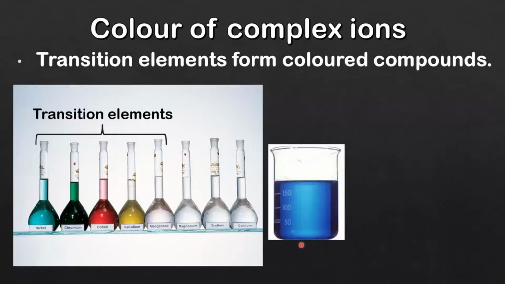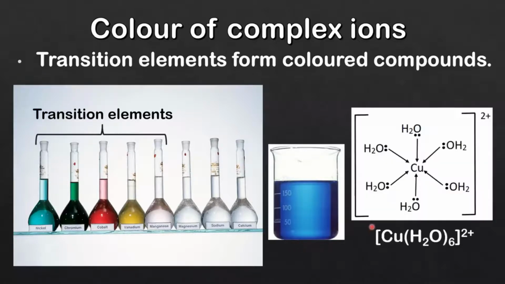Here's another example of a transition element that forms a colored compound in solution. This is a solution of copper(II) sulfate. When dissolved in water, the copper(II) ion forms a complex ion, and the name of this complex ion is the hexaaquacopper(II) ion. Here's the formula for the complex ion, and as you can see, it has a 2+ charge. So next we'll have a look at the reason for this blue color in the hexaaquacopper(II) ion.